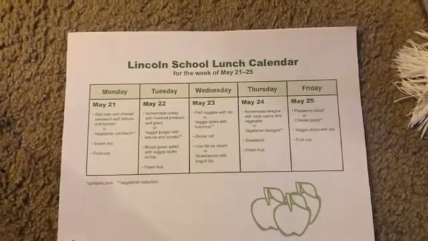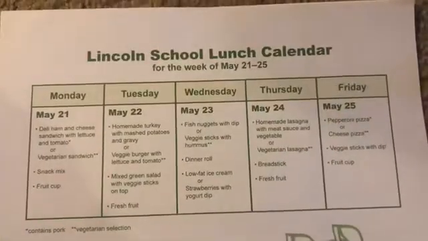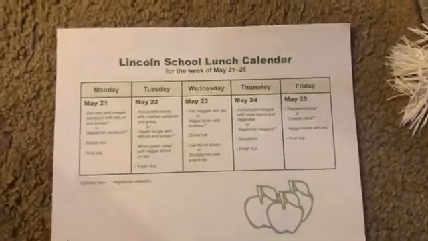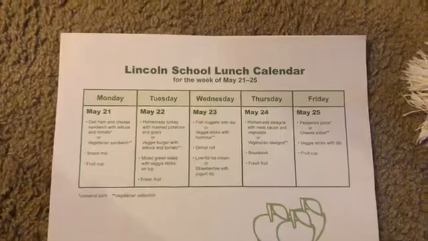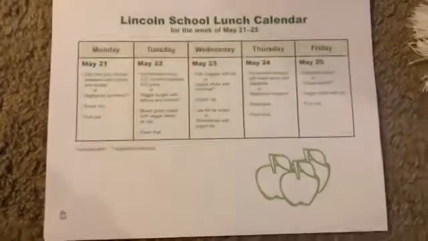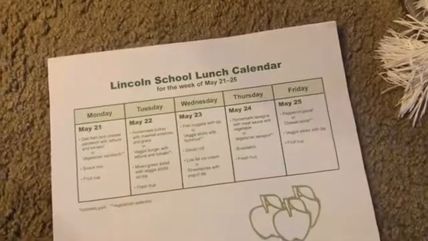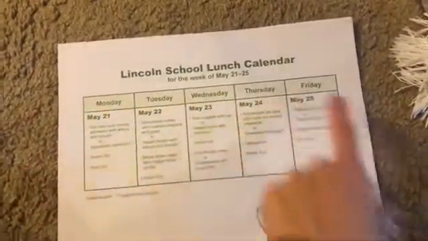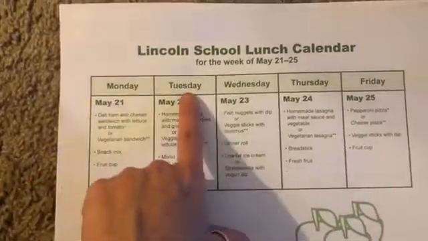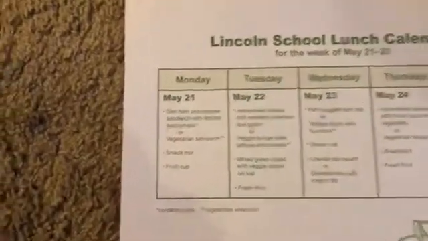This functional text is the Lincoln School Lunch Calendar, and it tells the lunch menu for the week of May 21st through the 25th. I bet those of you who eat school lunch at school are familiar with reading a calendar like this. The first thing I notice is that this calendar is in what we call a table. It's got columns, 1, 2, 3, 4, 5. And each of those columns has a heading. And here, because it's a calendar, the heading is the day of the week. Monday, Tuesday, Wednesday, Thursday, Friday, and then right underneath it has the date.